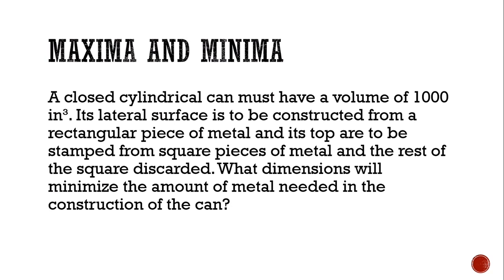Maxima and minima. A closed cylindrical can must have a volume of 1000 cubic inch. Its lateral surface is to be constructed from a rectangular piece of metal, and its top and bottom are to be stamped from square pieces of metal, and the rest of the square discarded. What dimensions will minimize the amount of metal needed in the construction of the can?